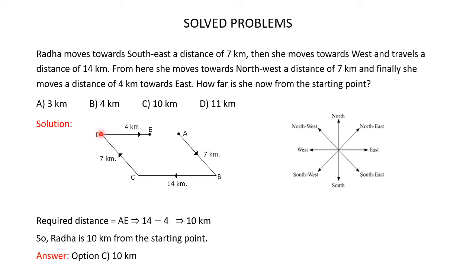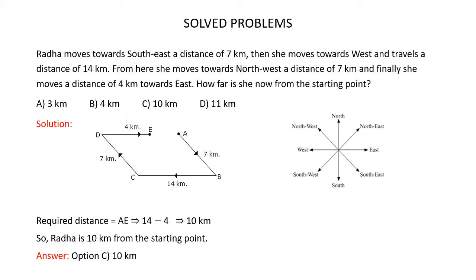And finally she moves a distance of 4 kilometers towards the east to reach E. Now E is the ending point for Radha and A is the starting point for Radha. Now we are asked to find out how far Radha is from the starting point. So we have to find the distance between E and A.